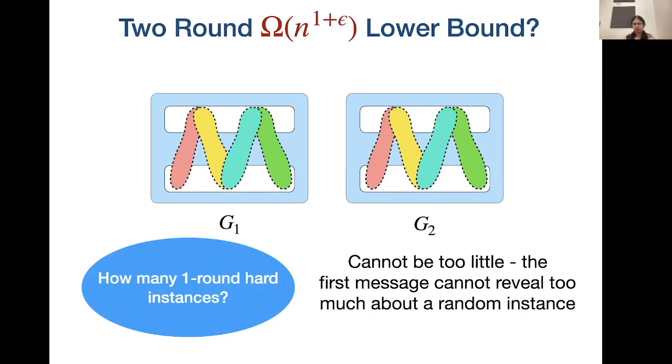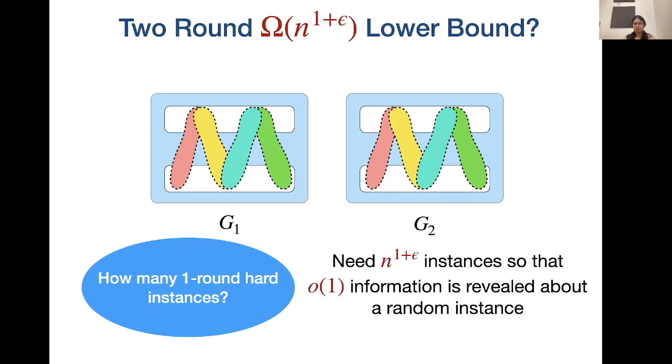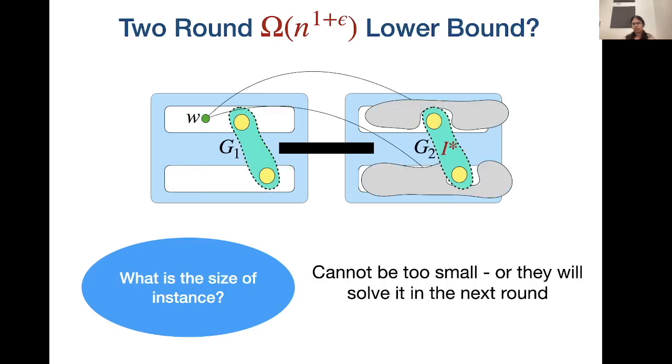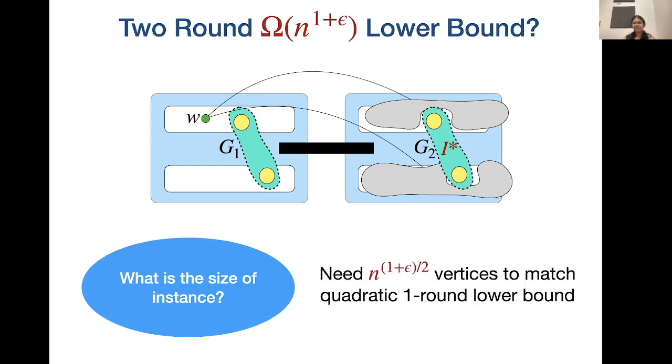There are two questions we need to answer here. If we want to get an n raised to 1 plus epsilon lower bound for 2 rounds, how many 1 round hard instances do we want? This cannot be too little because the first message cannot reveal too much about a randomly chosen instance. We need at least n raised to 1 plus epsilon instances so that only very small information is revealed about a random instance. The next question is how large do we want these instances to be? If they were too small, the players would just solve these instances in the next round. So we want at least n raised to (1 plus epsilon) over 2 vertices in each of these instances to match the quadratic 1 round lower bound.